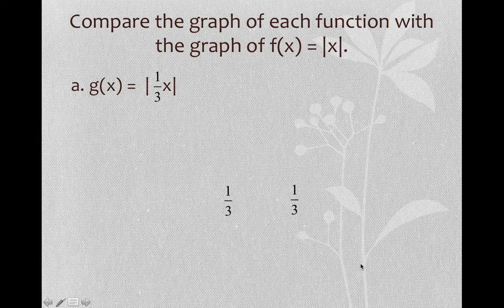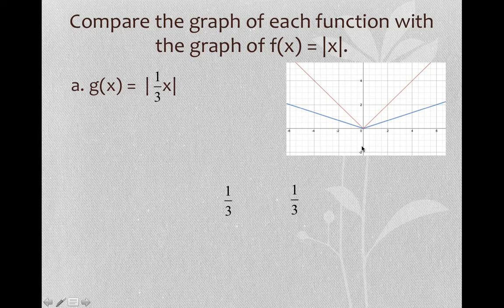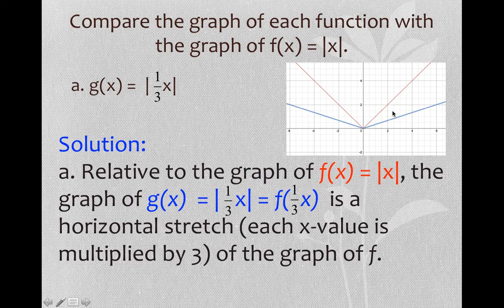When this is g of x equals the absolute value of 1/3 x, then notice what happens here. The absolute value in red gets wider. So this one is a horizontal stretch. We're taking these from the side and we are pulling out to stretch it horizontally. So each x value is multiplied by 3. So this is a horizontal stretch by a factor of 3.